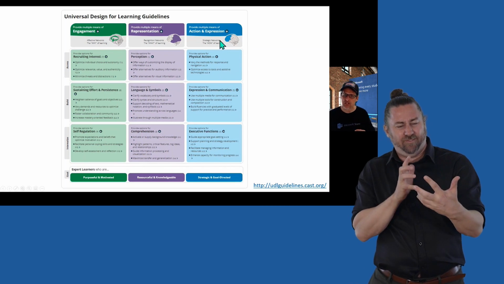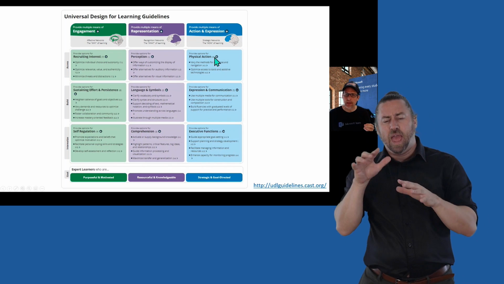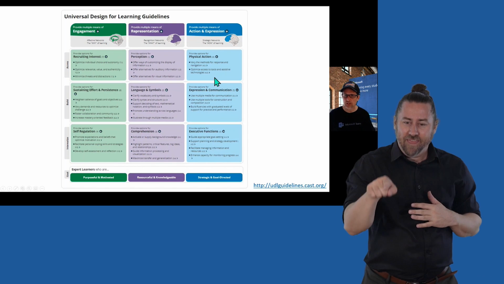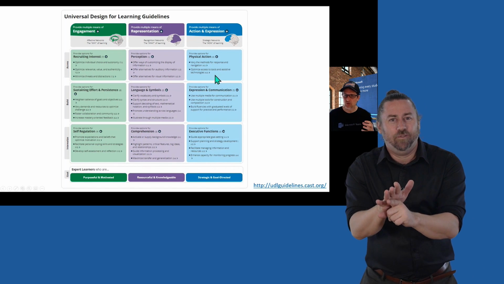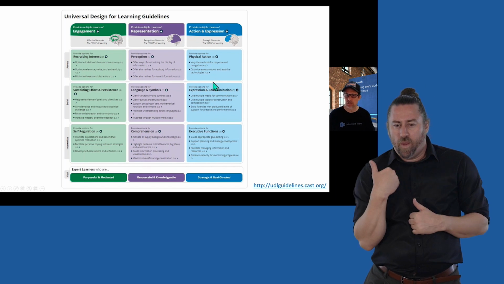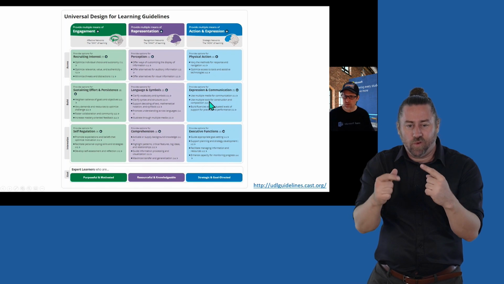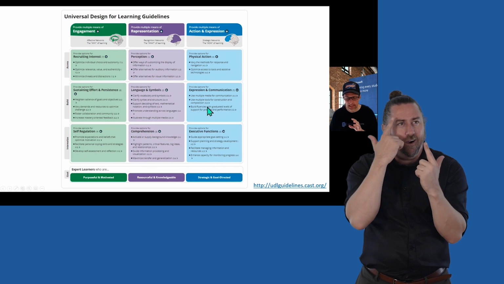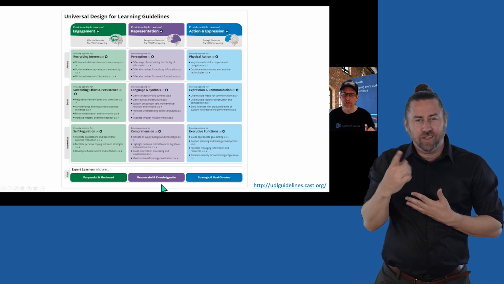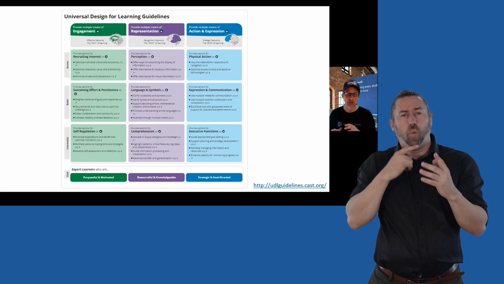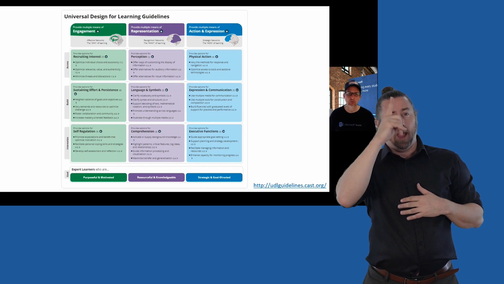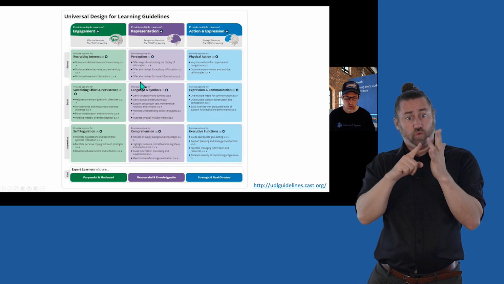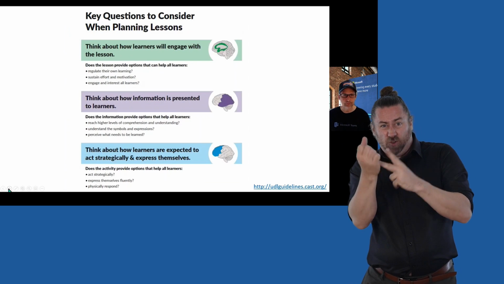But then when we think about action and expression, it's where we think about things like varying the methods for response and navigation, right? Optimizing access to tools and assistive technologies, multiple tools for construction and composition, etc. And that's where the technology actually gets quite strong. And we're going to look at that over our series of workshops, not just today. We're going to see how the Microsoft tools can actually help you meet a lot of these criteria.